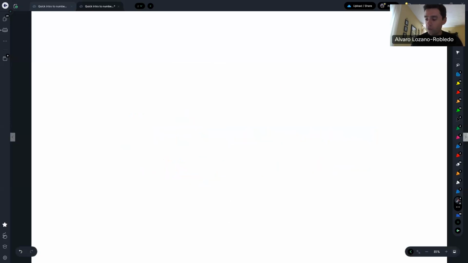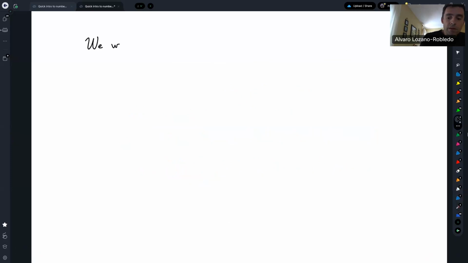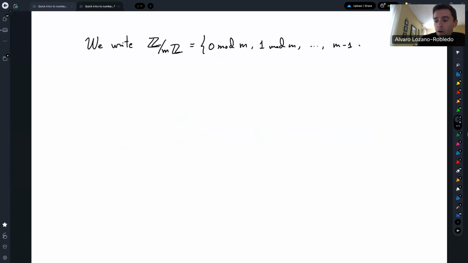So here's what we do. We write Z mod MZ for the set of congruence classes modulo M. So there is a class of 0 modulo M and 1 modulo M and up to M minus 1 modulo M.